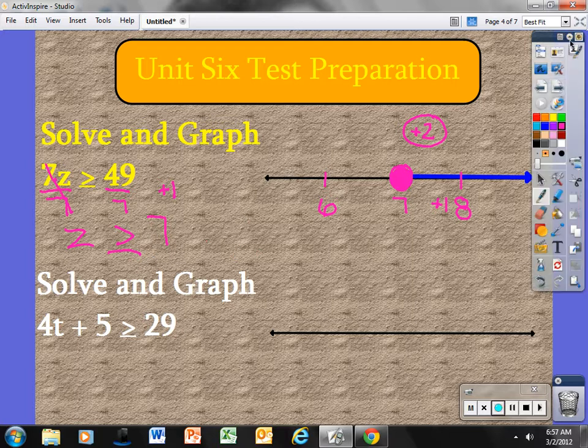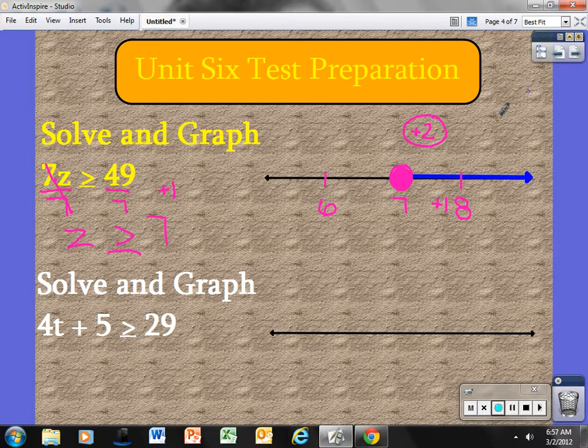Look at my next one. I have solve for 4t plus 5 is greater than or equal to 29. Okay, I want to first get rid of the 5 because I want to solve for the t, but if I bring the t over here, I can't subtract 4 t's from 29. I can't combine those terms, so I'm going to get rid of that 5 first, get rid of those whole numbers first. So I subtract 5 from both sides. Remember, whatever I do to one side, I must do to the other.